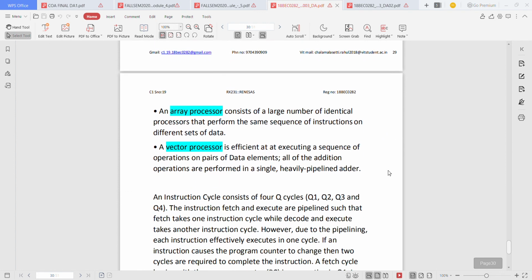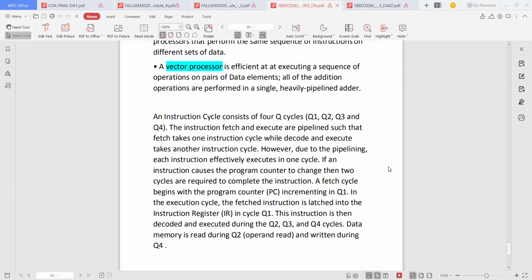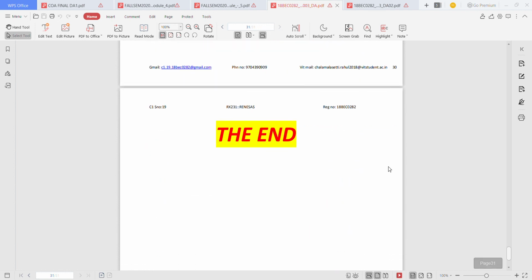Array computers: an array processor consists of a large number of identical processors that perform the same sequence of instructions on different sets of data. A vector processor is efficient at executing a sequence of operations on pairs of data elements. All of the addition operations are performed in a single heavily pipelined adder. That's it.